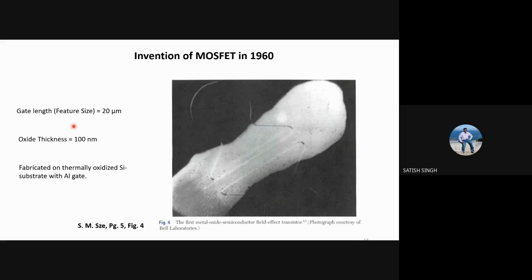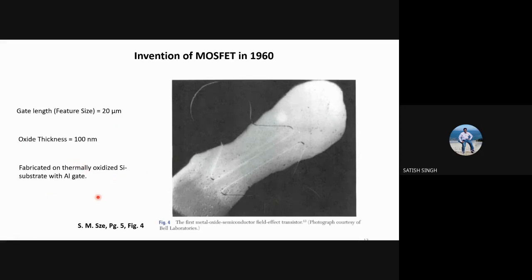Basically, gate length is the width of the gate layer that we lay onto the oxide layer. It is the distance between source and drain. Whatever channel length we have, the same length we have for the gate also, and that gate length is called the feature size. When it was built in 1960, this gate length was around 20 micrometer, and it had an oxide thickness of around 100 nanometer, and it was made on a silicon substrate with an aluminum gate.